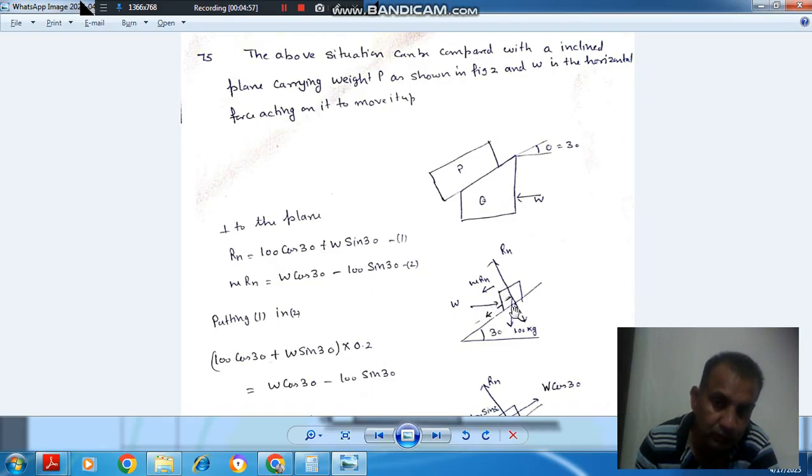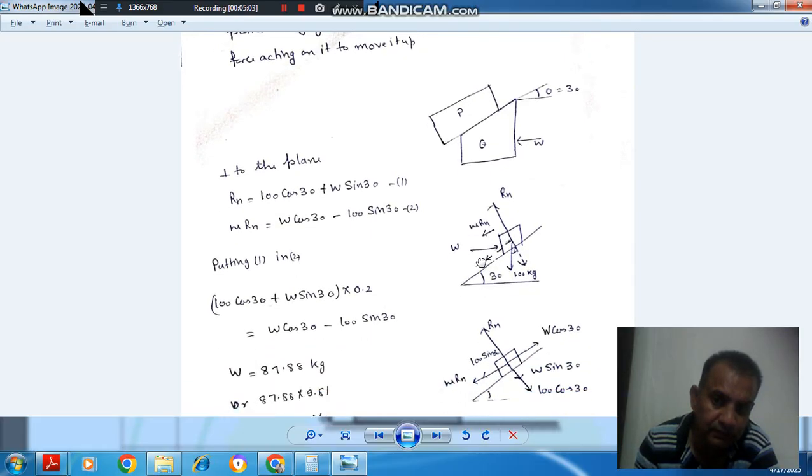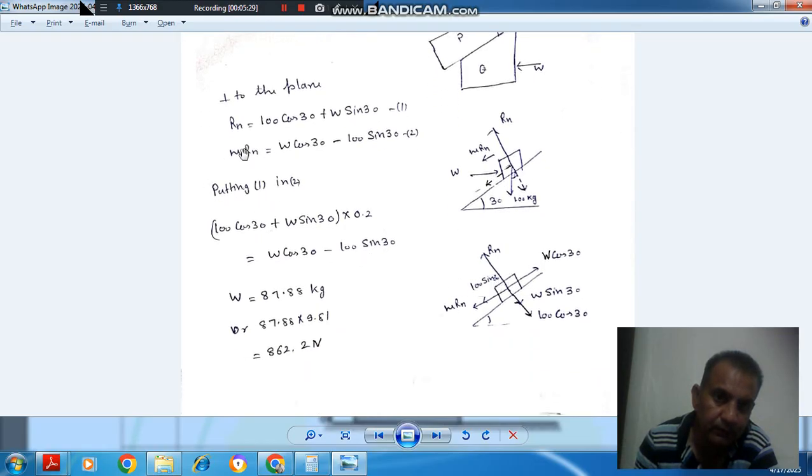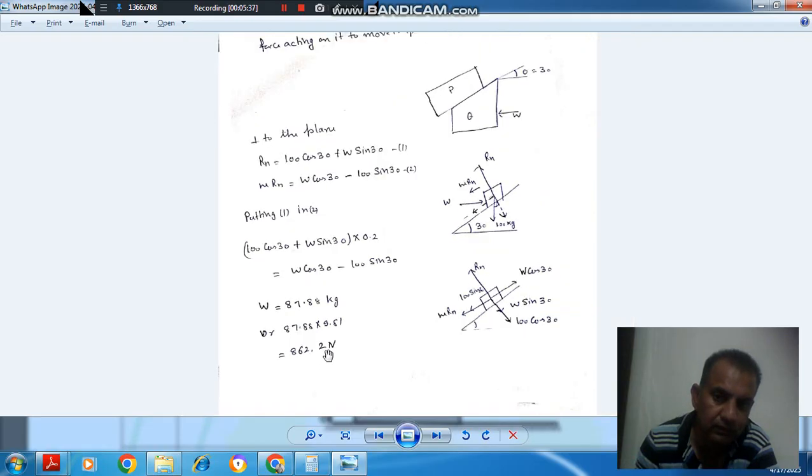The first force is the weight of the block, then the normal reaction, then W. There are three forces, and these can be resolved into components perpendicular to the plane and along the plane. Perpendicular to the plane are Rn, W sin 30 and 100 cos 30. So Rn is balancing this, and mu Rn is W cos 30 minus 100 sin 30. Putting the value of Rn here, you can find W comes out as 87.88 kg, or 862.2 Newton is the answer.